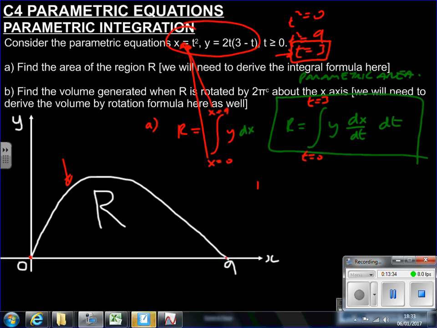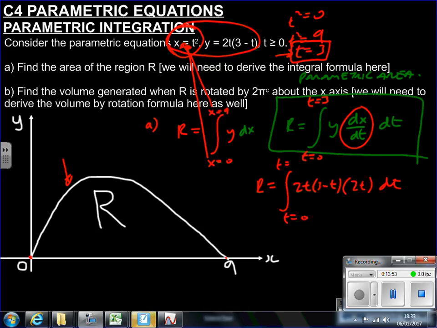And now we can just fill this in. So y equals 2t times 3 minus t. Cool. And dx by dt, we're just literally filling in that section now. That's 2t, isn't it? dt between t is 0 and t is 3. We're going to have to multiply that out. So 2t times 2t, that's 4t squared, times by 3 take t. Again, we're going to have to multiply that out.